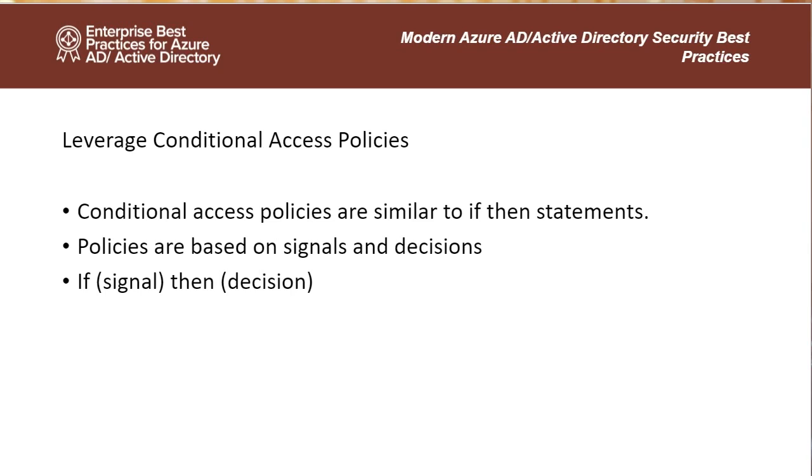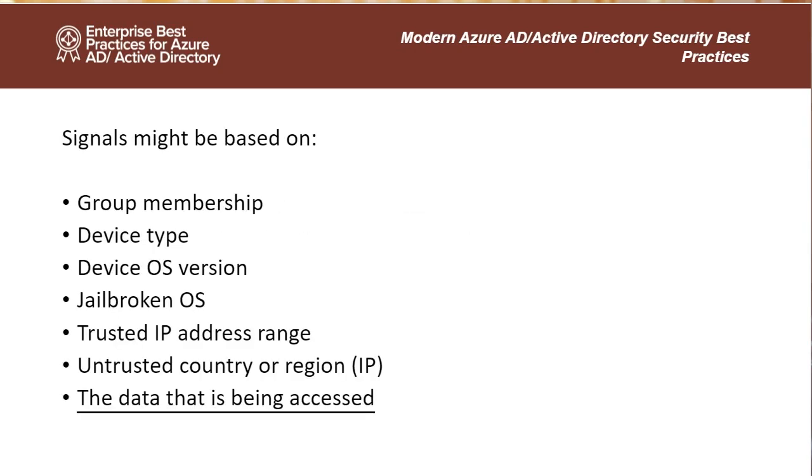This is where conditional access policies come into play. Conditional access policies are like if-then statements. They look at various conditions and make a decision based on the conditions that are being evaluated. So what kind of conditions? Well, there's a long list, but here are a few of the more common ones.